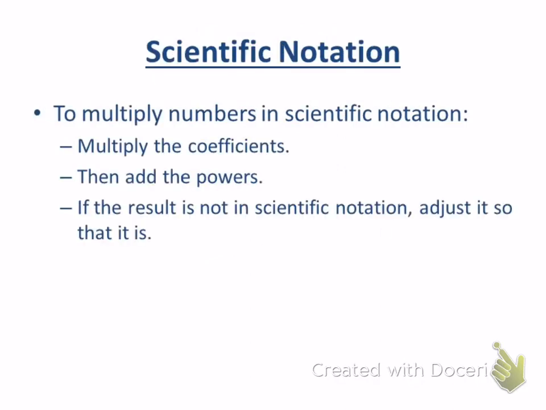All right? Now, if we're multiplying, I don't like this term right here, this coefficient. It's not technically a coefficient because it's not multiplying a variable. We're going to multiply the numbers, and then we add the powers of 10. If the result is not in scientific notation, which sometimes it won't be when you multiply two numbers in scientific notation, you have to adjust it to make sure that it is.